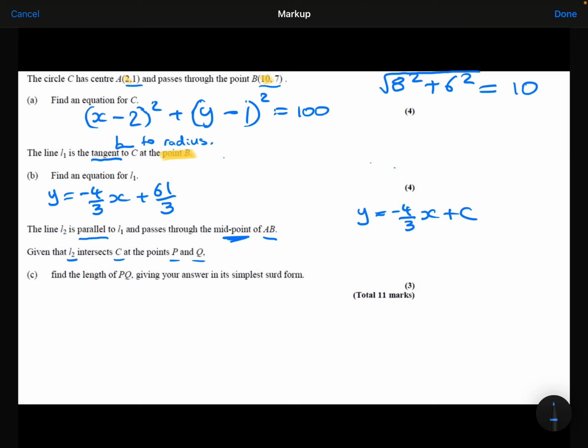So the midpoint of AB, I can work that out. It's going to be in the middle of these two coordinates A and B. So the middle of 2 and 10 is 6. If you're not sure where I got that from, you can always just do 10 plus 2 divided by 2. The middle of 1 and 7 is 4. Again, if you're not sure where I got that from, you can do 1 plus 7 divided by 2. So I know that the y-coordinate is 4 when the x-coordinate is 6.